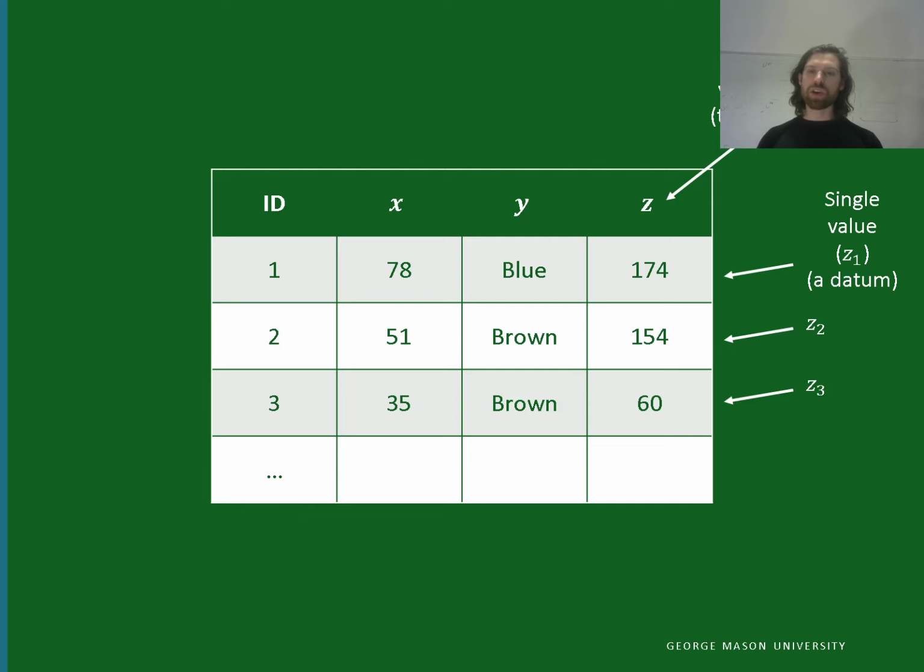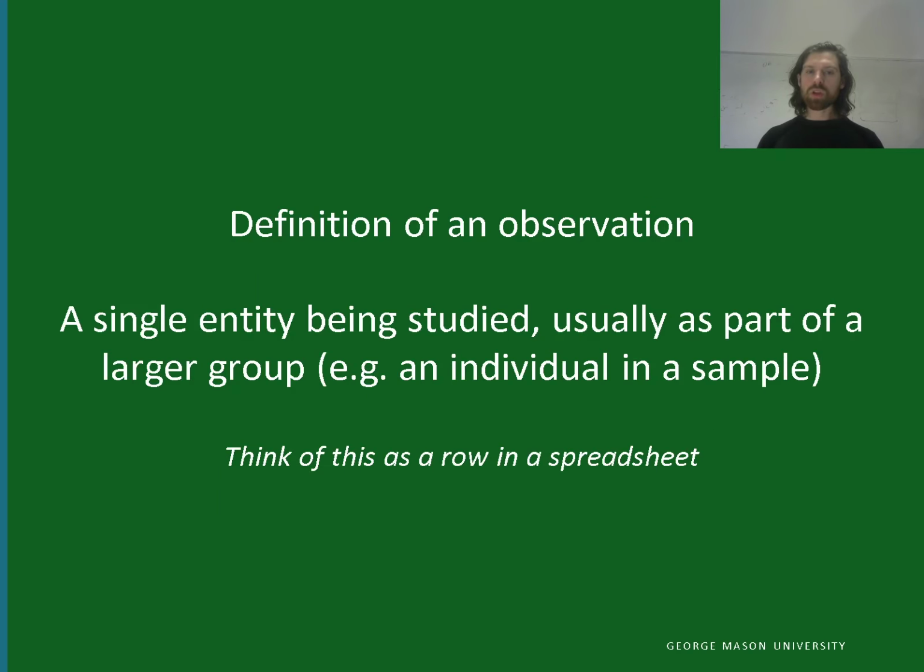So I've labeled it. So we've got the Z variable here, and essentially I've labeled the values as Z1, Z2, Z3, as we go down each one of the individual participants within our sample. So what's an observation? Well, that's easy. An observation is just a single entity that we've studied, okay? So from a larger group. So just think of this as a row in a spreadsheet.